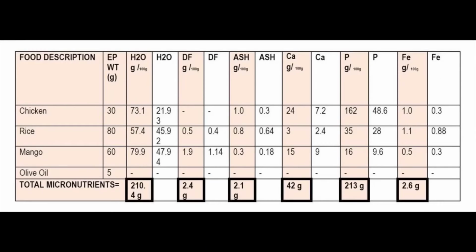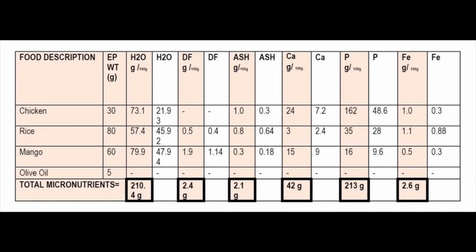Chicken, EP weight is 30 grams, the water is 73.1 and 21.93. So the dietary fiber has none, and the ash is 1.0 and 0.3. Calcium is 24 and 7.2. The phosphorus is 162 and 48.6, and the iron is 1.0 and 0.3.